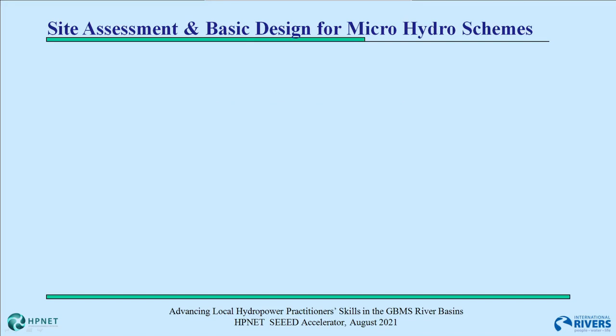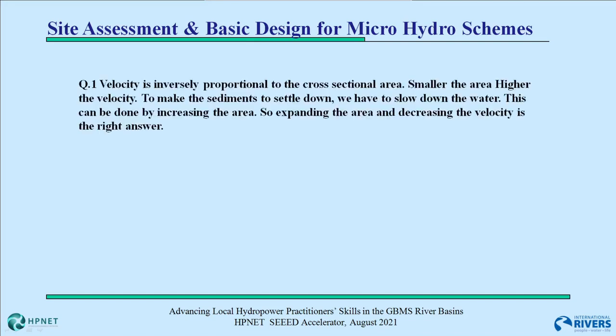Answer to the question 1. Velocity is inversely proportional to the cross-sectional area. Smaller the area, higher the velocity. To make the sediments settle down, we have to slow down the water. This can be done only by increasing the area. So, expanding the area and decreasing the velocity is the right answer.